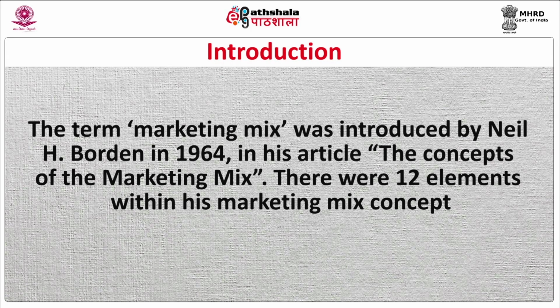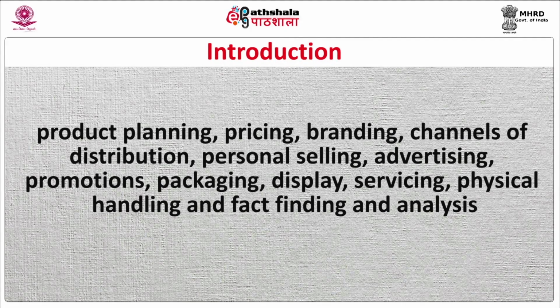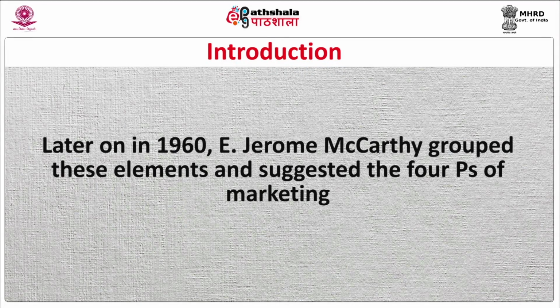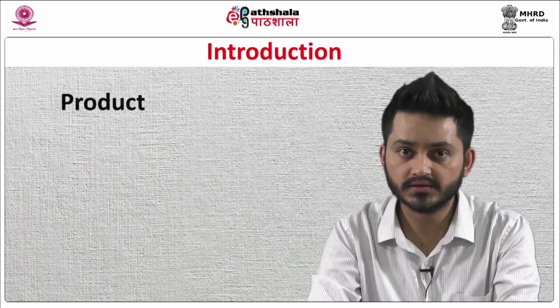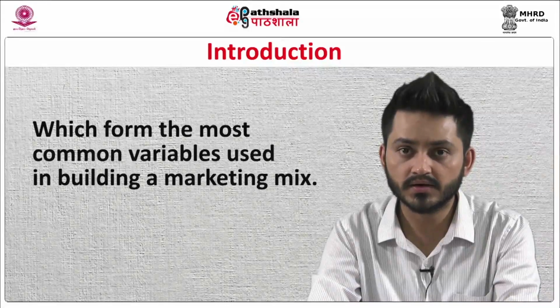There are 12 elements within his marketing mix concept: product planning, pricing, branding, channels of distribution, personal selling, advertising, promotions, packaging, display, servicing, physical handling, and fact-finding and analysis. Later on in 1960, E. Jeremy McCarthy grouped these elements and suggested 4 P's of marketing: product, price, place, and promotion, which form the most common variables used in building a marketing mix.